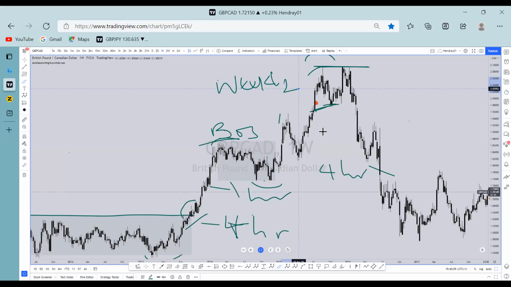Then we have this pullback towards the 1-hour structure, which creates what we call an SMS, a shift in market structure. It couldn't create a higher high. And then market came all the way and raided the 4-hour structure. It cleared it up. So after the 4-hour structure has been cleared, where do you expect market to react next? Somewhere around the 4-hour structure, which is this guy here. Is that understood? Somewhere around the 4-hour structure, which is that guy.